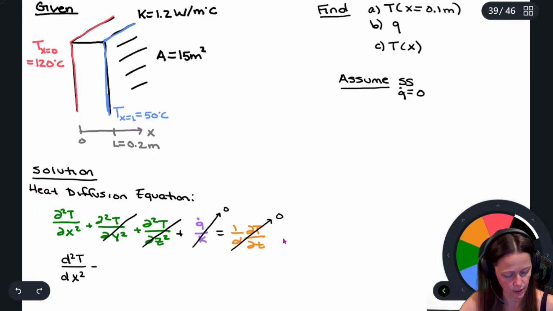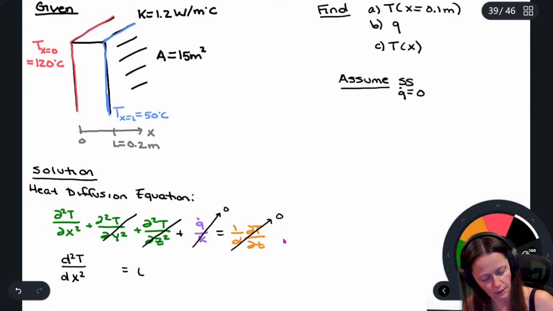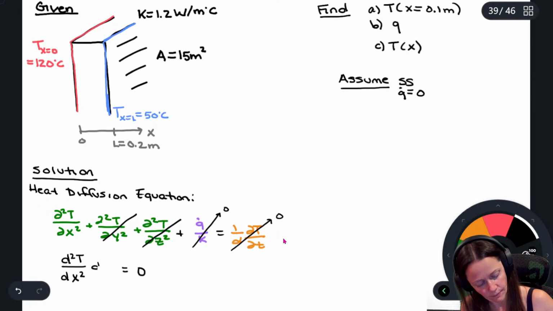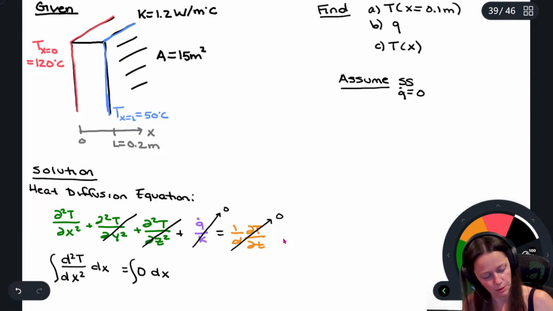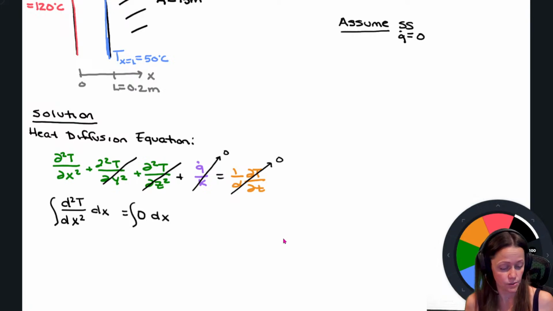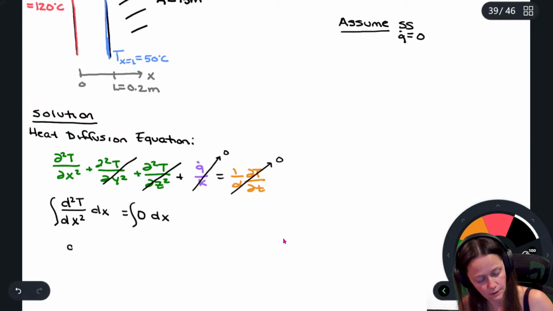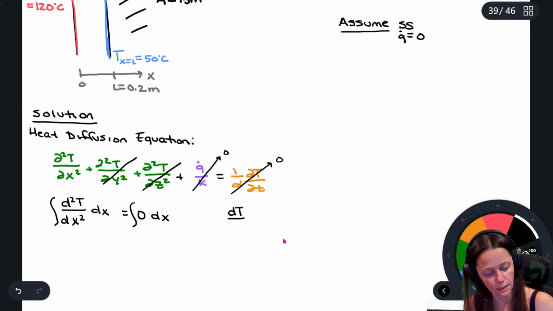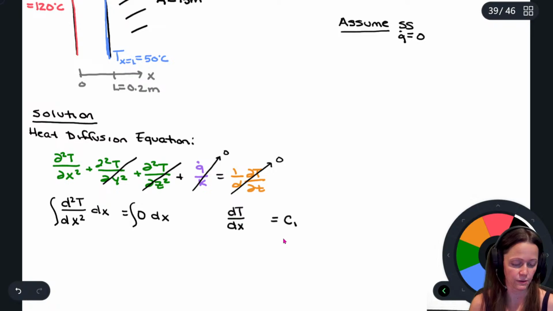All right, actually, before I set this equal to 0, I'm going to give myself a little bit of room because I need to integrate it. So let's go through that process. We're going to multiply both sides by dx, and then we integrate. All right. So the integral of 0 is just some constant of integration. dT/dx is equal to some value c1. That's what I've got when I integrate.